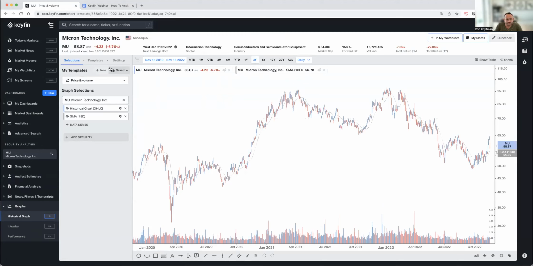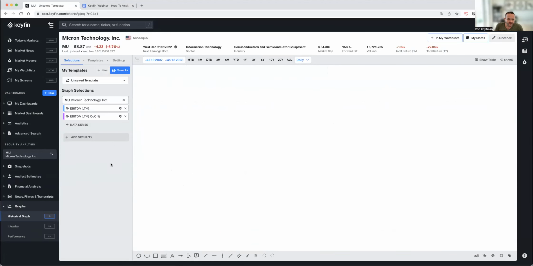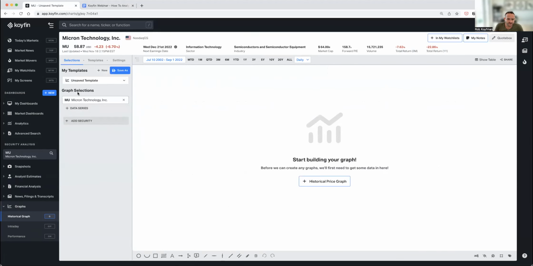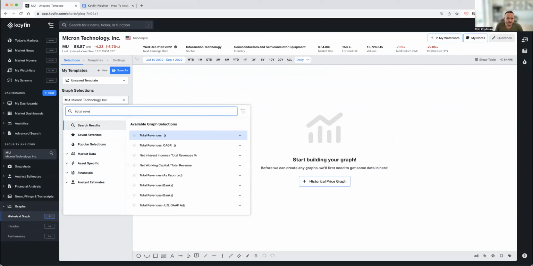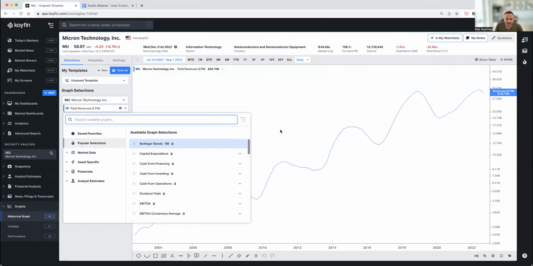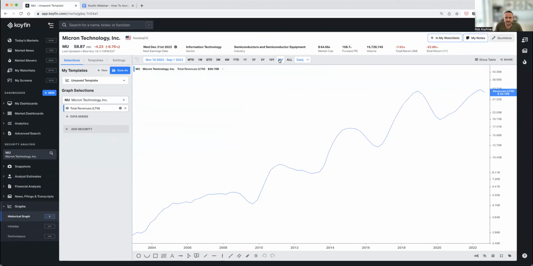Let's go now to how to look at growth rates and what we would look for in a growth rate. So here I have Micron. I'm just going to make this template an unsaved template, and I'm going to start from scratch to show you what I'm doing. Let's say I want to look at total revenue over the past 20 years. So this is my 20-year revenue.